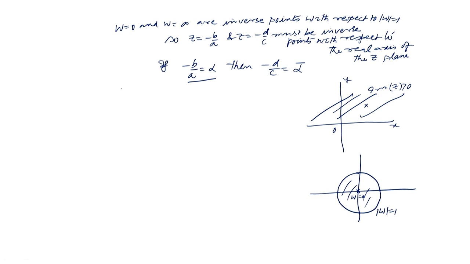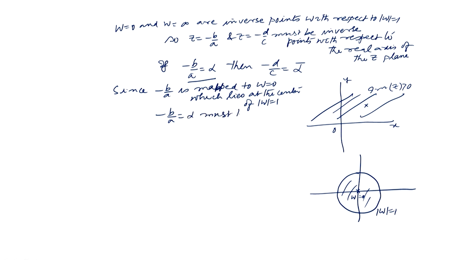Okay. So, since minus b by a is mapped to w equal to 0, which lies at the center of mod w equal to 1, minus b by a equal to alpha must be a point of imaginary part of z greater than 0. Which implies that imaginary part of alpha must be greater than 0. Our imaginary part of minus b by a must be greater than 0.